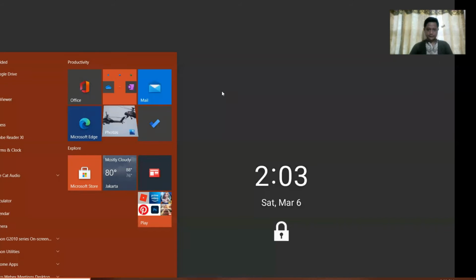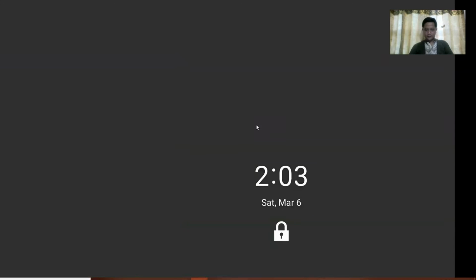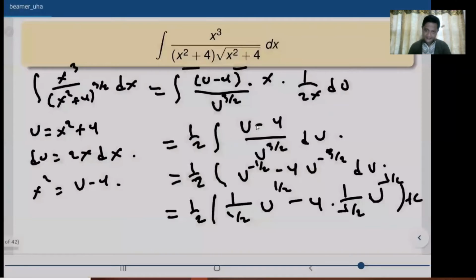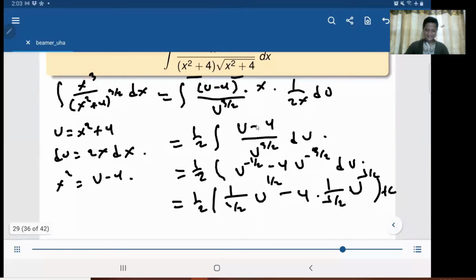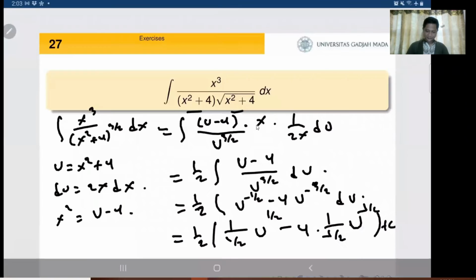Sorry, I wrong click. Aduh. My fingerprint is not working. Oh, it's nice, you cannot see my pin. Good. That's what I want.